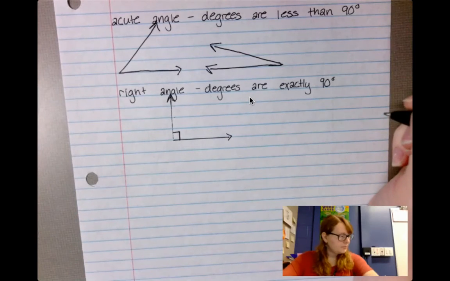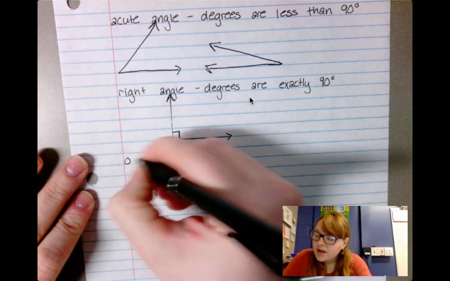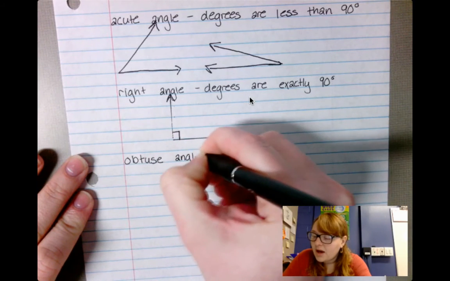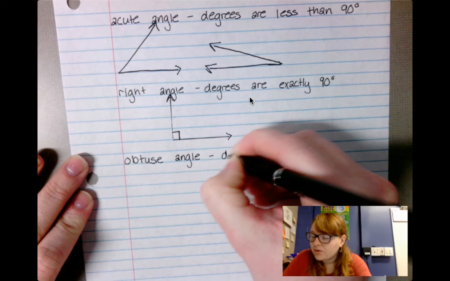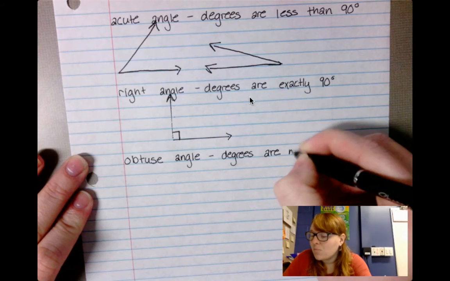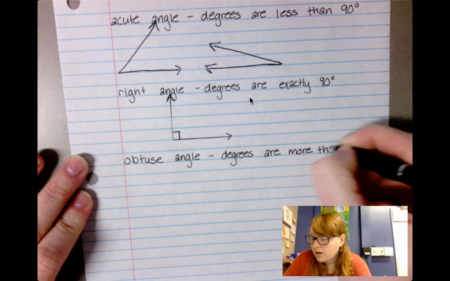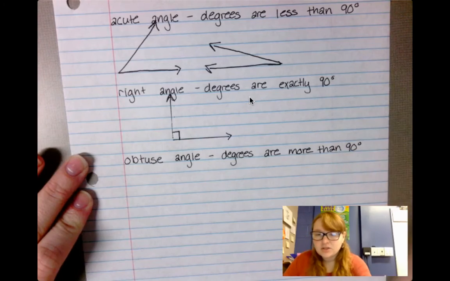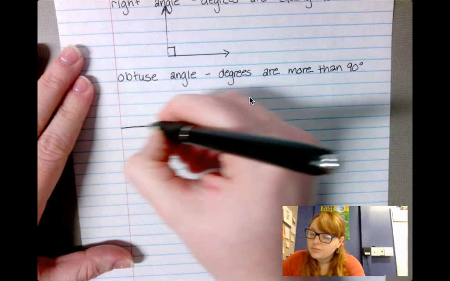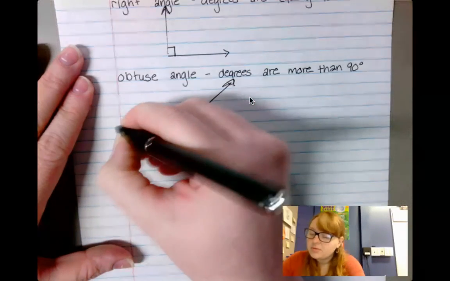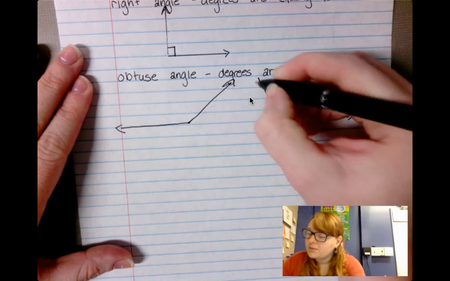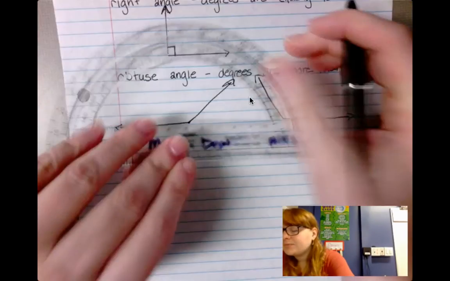Okay? The next is an obtuse angle. Okay? An obtuse angle, its degrees are anything more than 90 degrees. Okay, so let's do some examples of an obtuse angle. So this would be an obtuse angle. Or this would be an obtuse angle. And we can check those with the protractor.